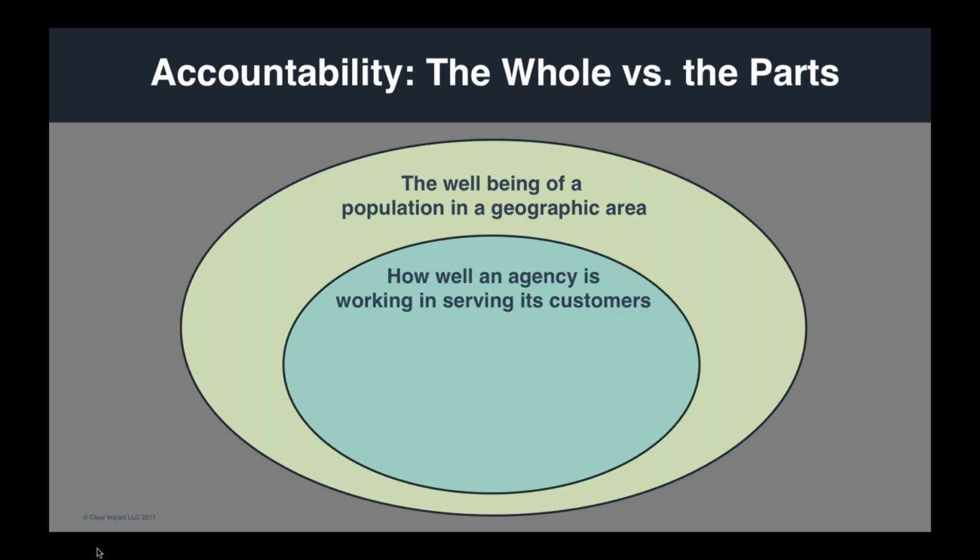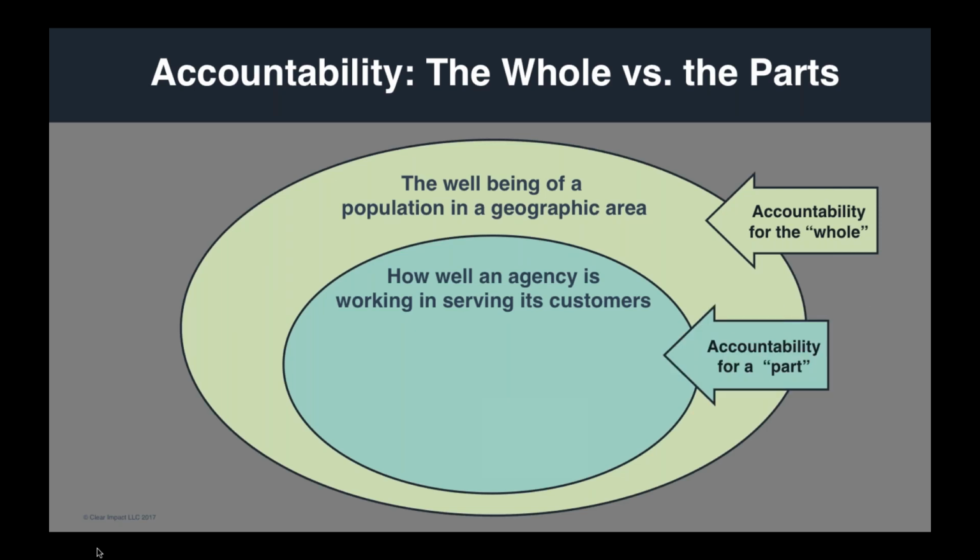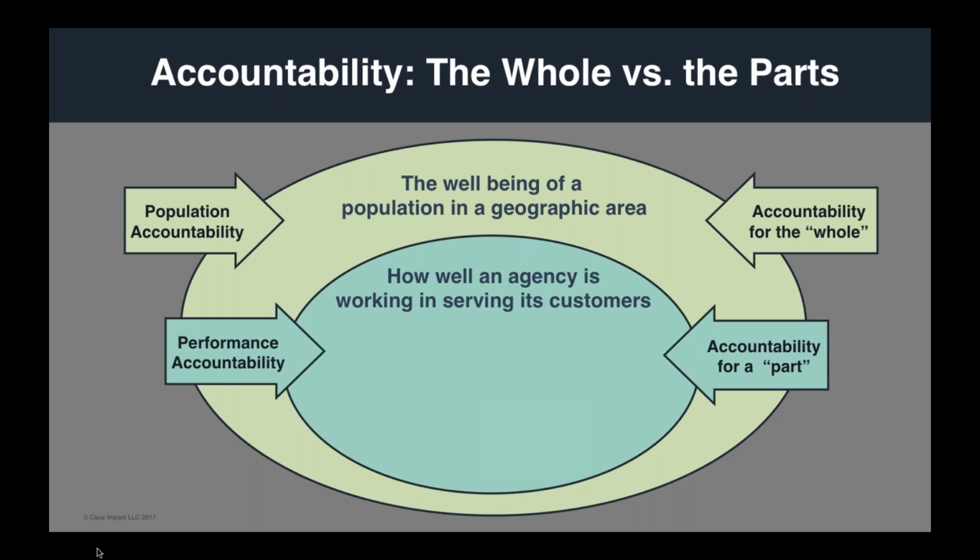A whole could be thought of in the first instance as being the well-being of a population in a geographic area. And being accountable for that is very different than being accountable for my agency or program or service, right? So in this case, accountability for the whole versus accountability for the part is what we call population accountability versus performance accountability.